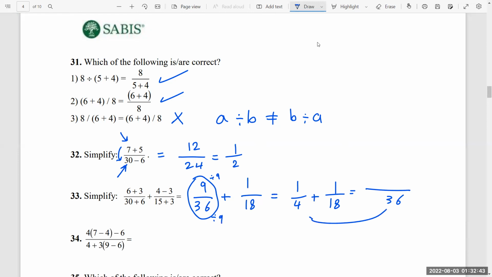36 divided by 4 is 9, times 1, 9. 36 divided by 18 is 2, 2. You have to be correct now. No, I'm sorry. 2 plus 9 is 11. So 2 plus 9 is 11 over 36. This is the answer.